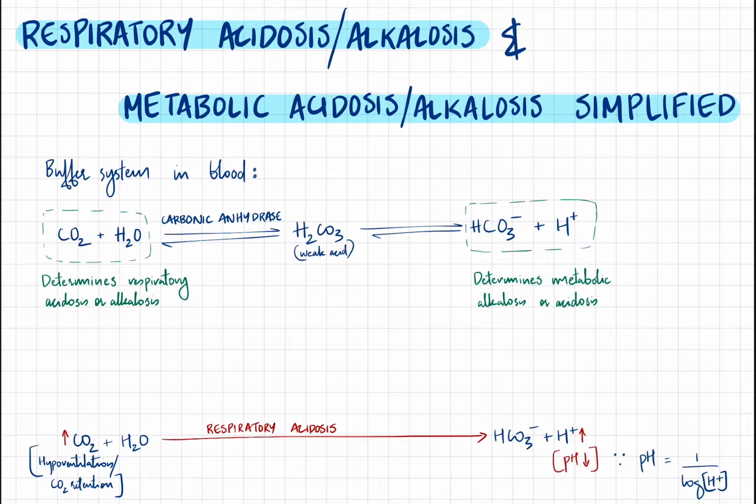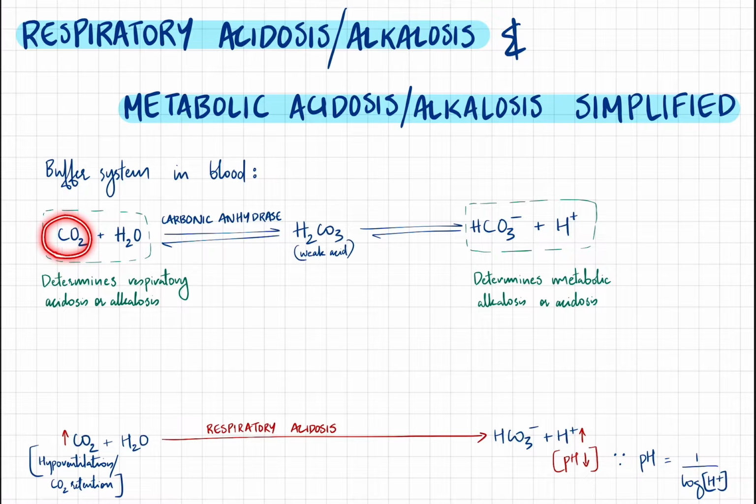Hello everyone. Today's class is about respiratory acidosis and alkalosis and metabolic acidosis and alkalosis. So first, let's get into the basics about the buffer system in our blood. What is the buffer system in our body known as? It is the bicarbonate buffer. So how does it work?